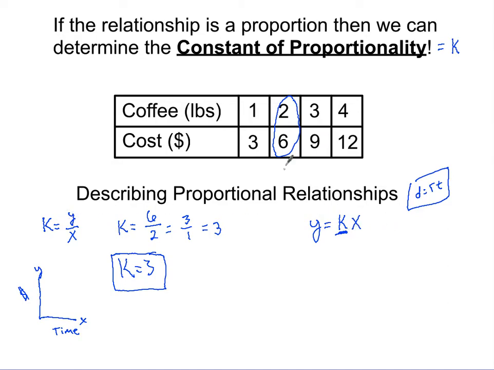K, in this case, would be 3. So if I wanted to know how much, say, 10 pounds of coffee would cost, this is the X value, this is the Y value. Okay, this is the Y value, this is the X value. So Y, if I wanted to buy 10 pounds of coffee, I'd put a 10 here for the pounds. That's my Y value.